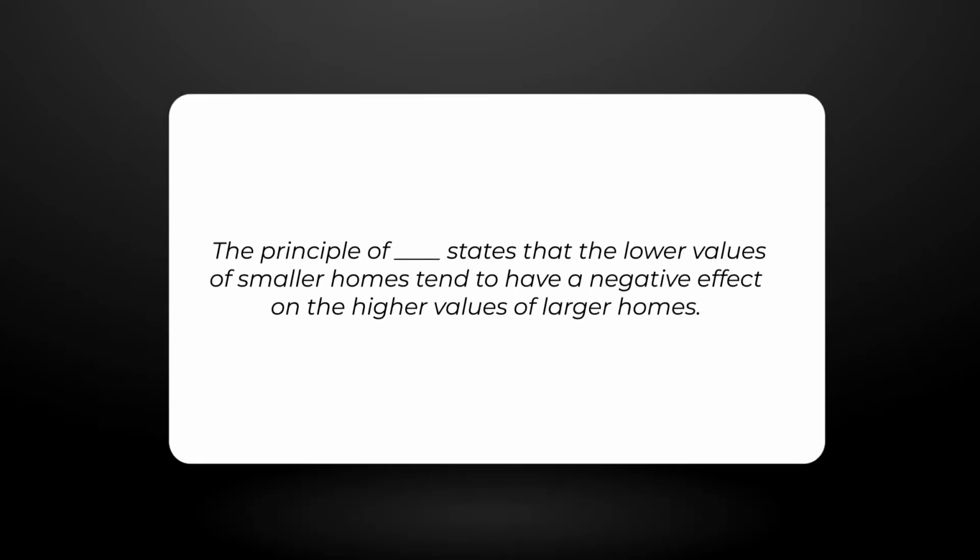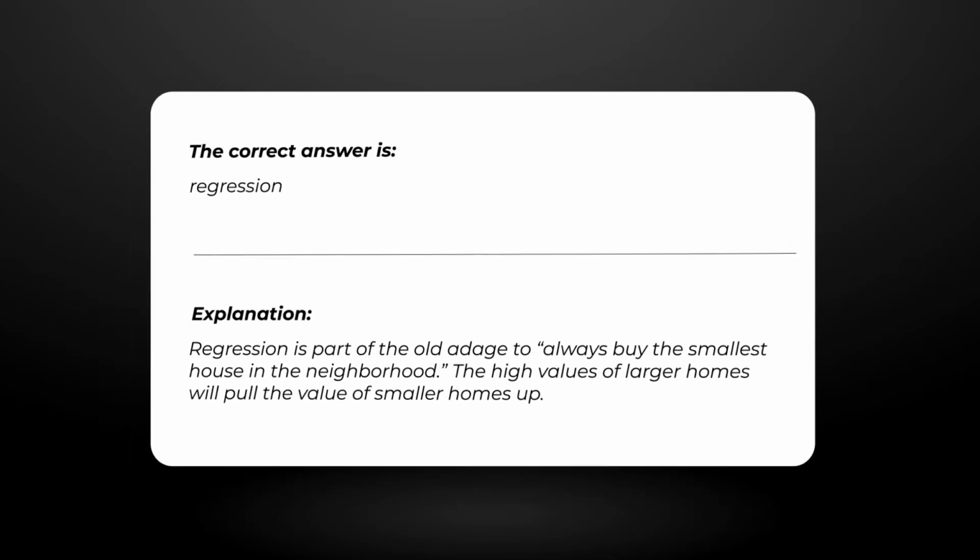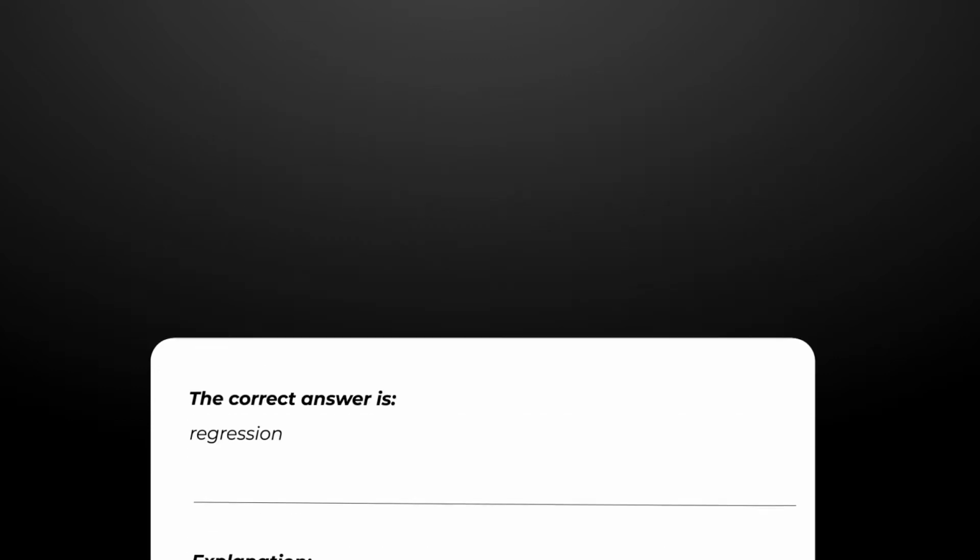The principle of blank states that the lower values of smaller homes tend to have a negative effect on the higher values of larger homes. The correct answer is regression. Explanation. Regression is part of the old adage to always buy the smallest house in the neighborhood. The high values of larger homes will pull the value of smaller homes up.